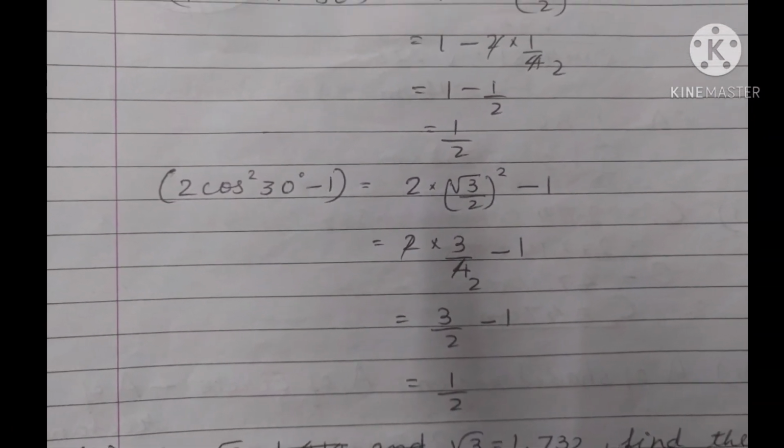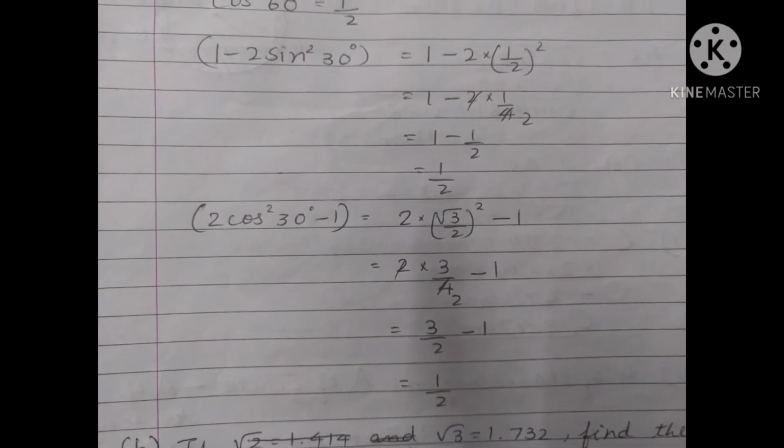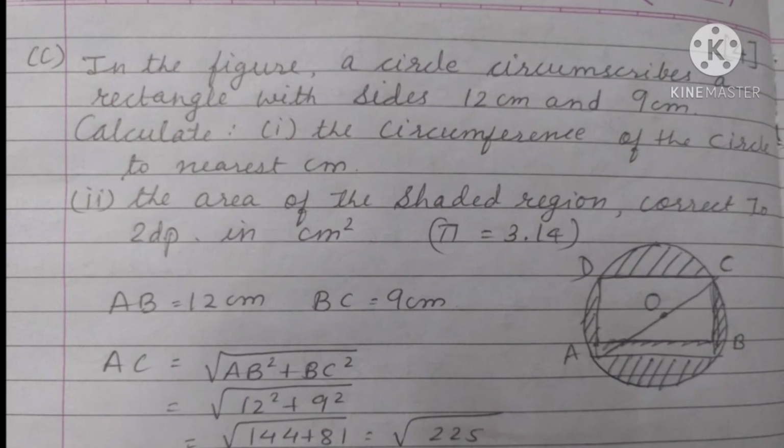Now question number B is: if root 3 is equal to 1.732, then find the value of under root 147 plus root 27. This is a 3 marks question that you will get, students, in the PDF form. Here I missed it. Now question number C.